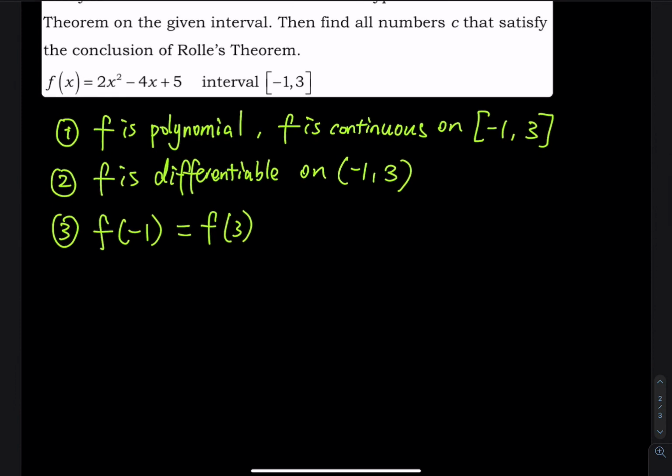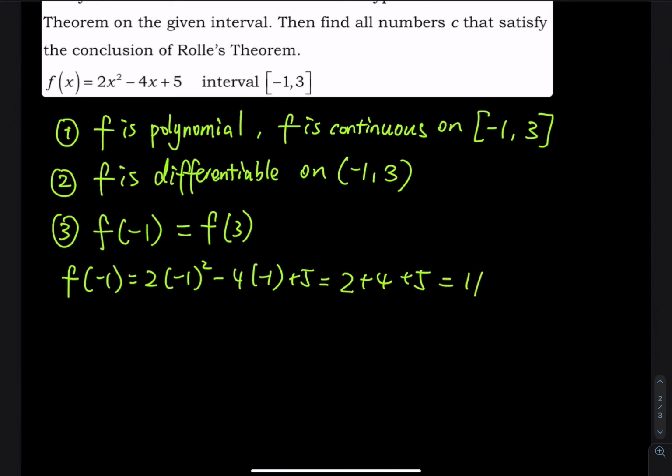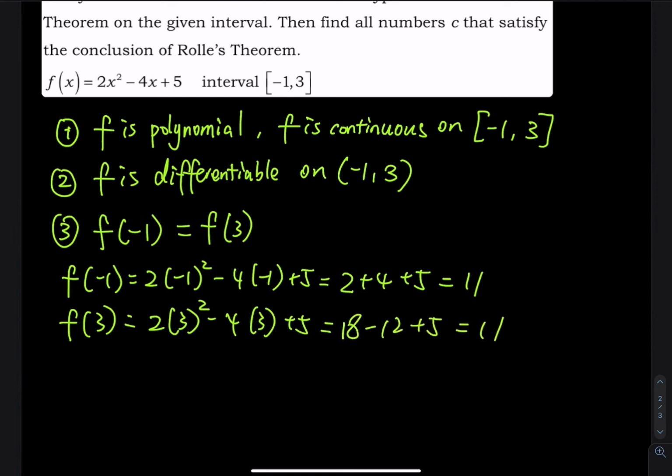So f of -1 is 2 times -1 squared minus 4 times -1 plus 5. That is 2 plus 4 plus 5, which equals 11. And then f of 3: we have 2 times 3 squared minus 4 times 3 plus 5. So we have 18 minus 12 plus 5, that also equals 11. So number 1, number 2, and number 3 are satisfied.